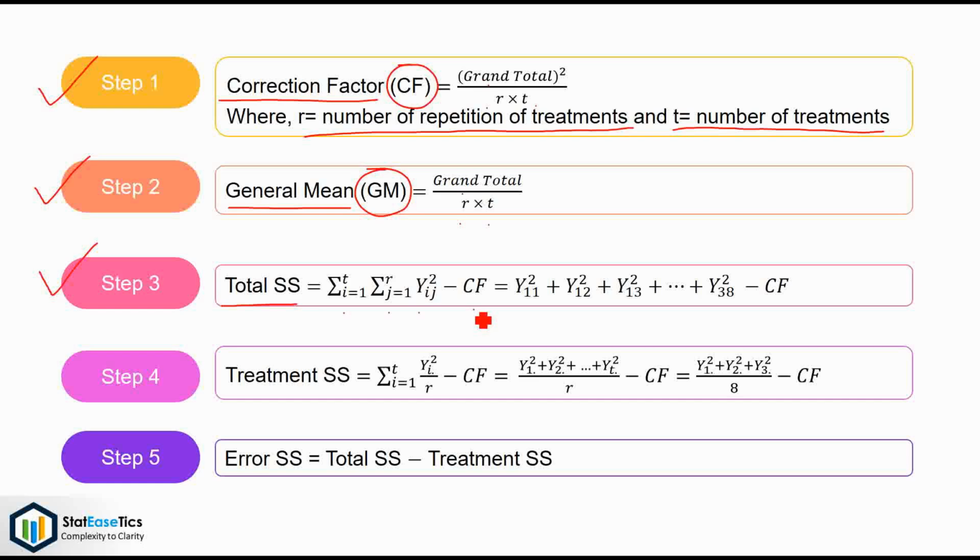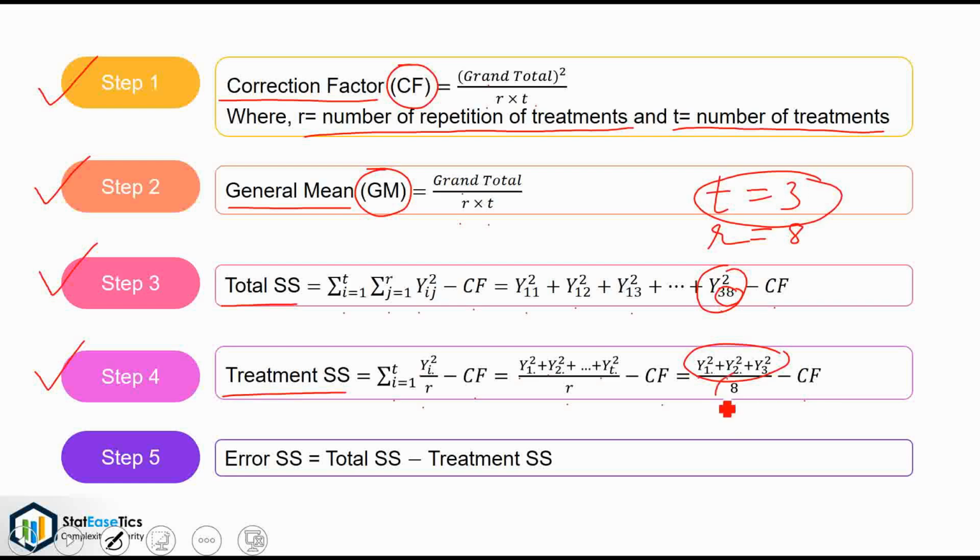For our example, we can write it as Y11 square plus Y12 square plus Y13 square plus up to plus Y38 square minus CF, because in our example we have 3 treatments and 8 repetitions each. So till Y38. Step 4 is calculation of treatment SS, which is equal to summation i is equal to 1 up to t, Yi dot square divided by r, minus CF. It can also be written as Y1 dot square plus Y2 dot square plus up till plus Yt dot square, divided by r, minus CF. And for our example, we can write it as Y1 dot square plus Y2 dot square plus Y3 dot square divided by 8 minus CF, because there are 3 treatments and 8 repetitions.